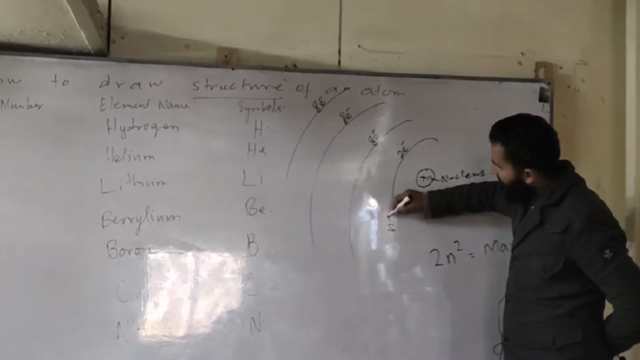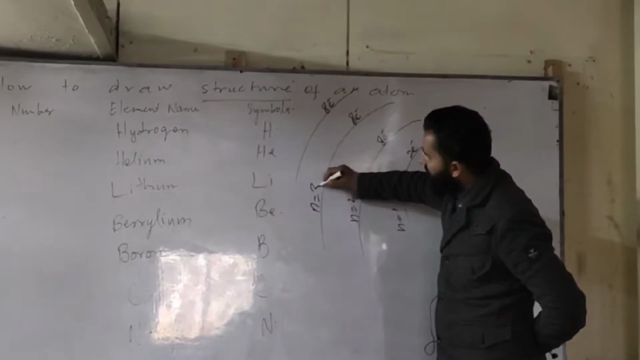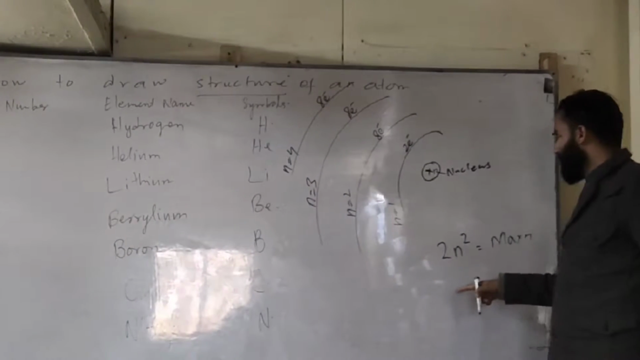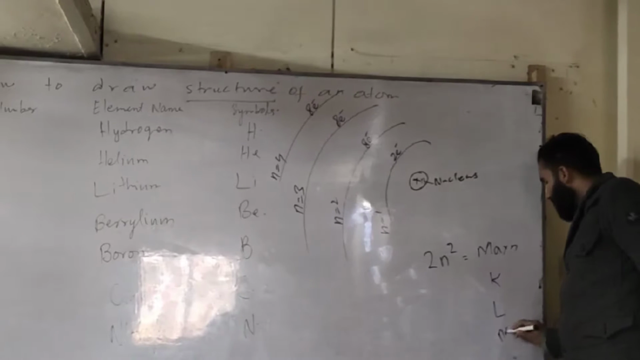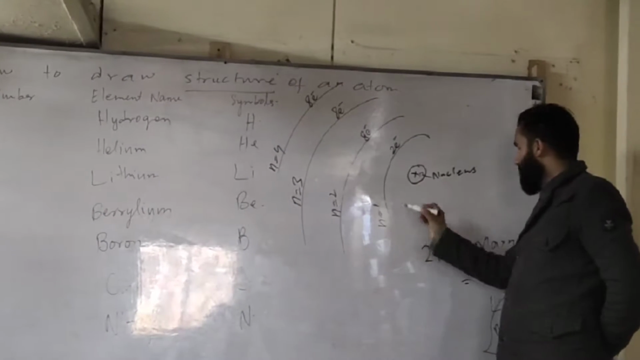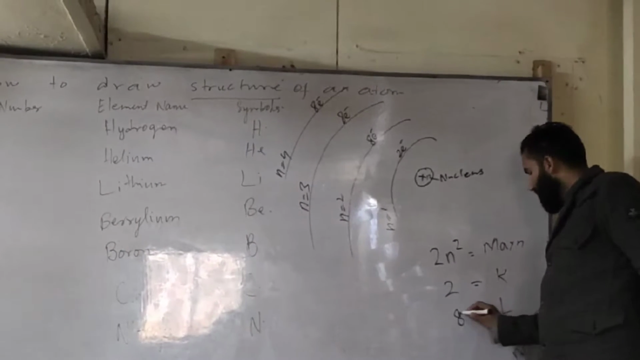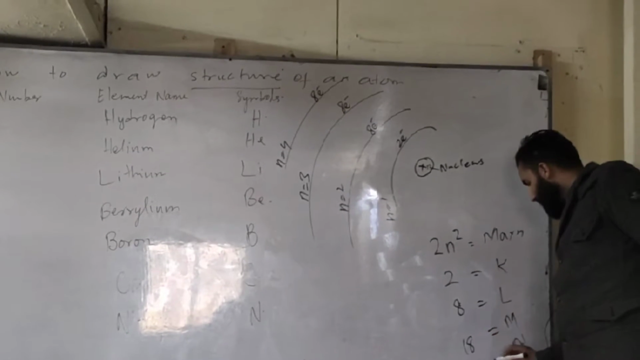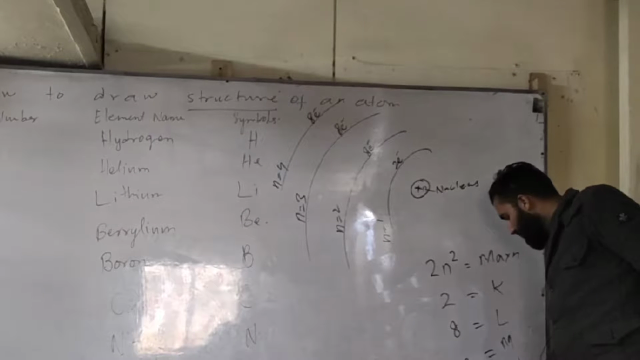For the first orbit n equals 1, for the second orbit n equals 2, for the third orbit the value of n is 3, and for the fourth orbit the value of n is 4. If you put the value of n here, you will get the following numbers for K, L, M and N. For K the value is 2, for the second it is 8, for the third it is 18, and for the fourth it is 32.